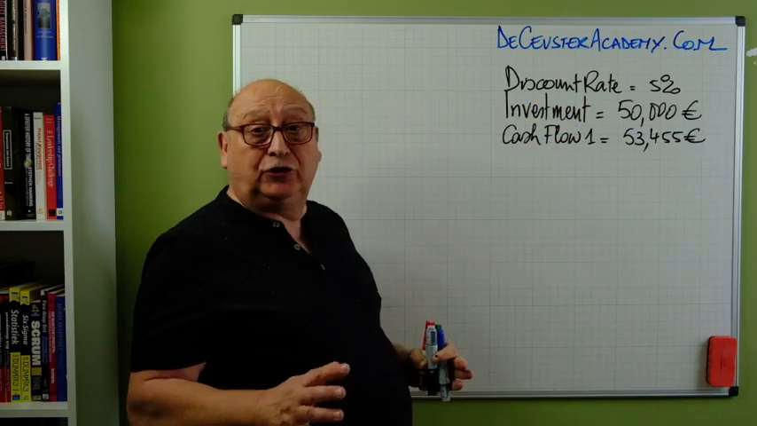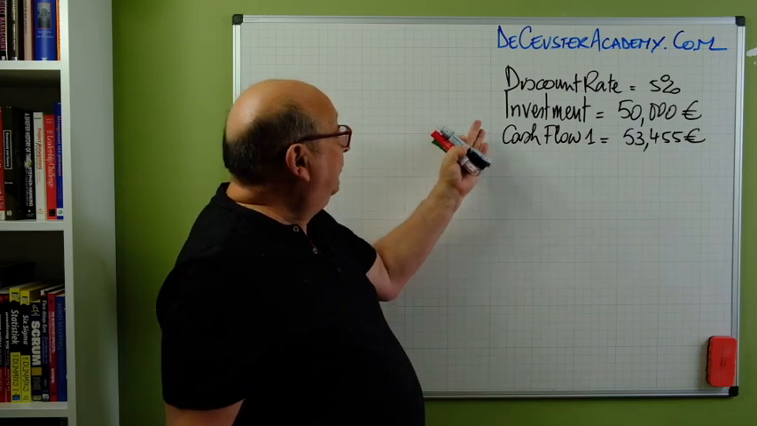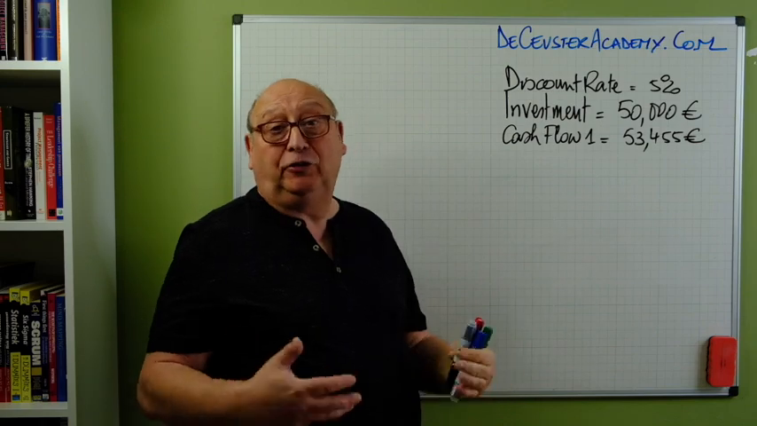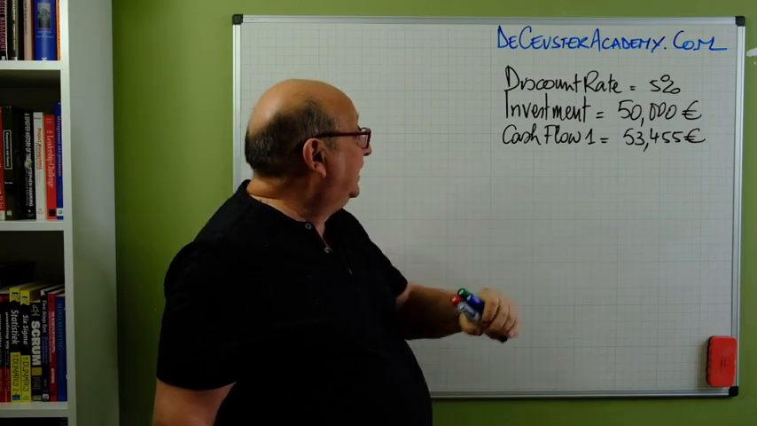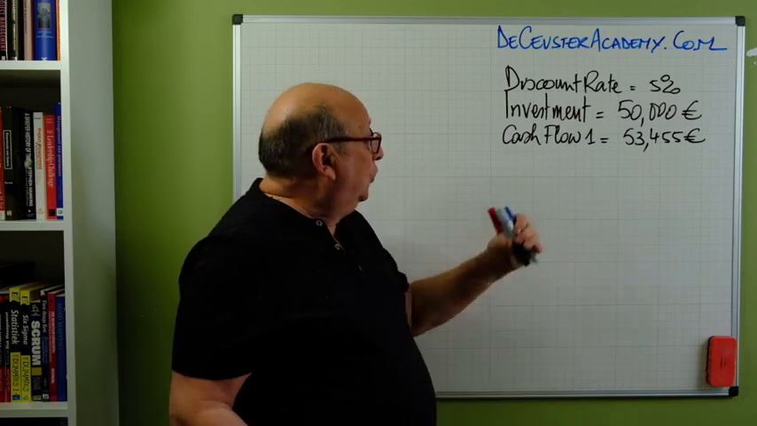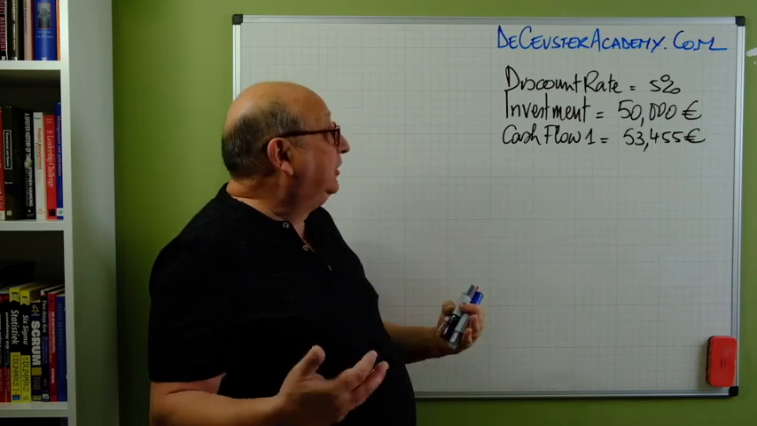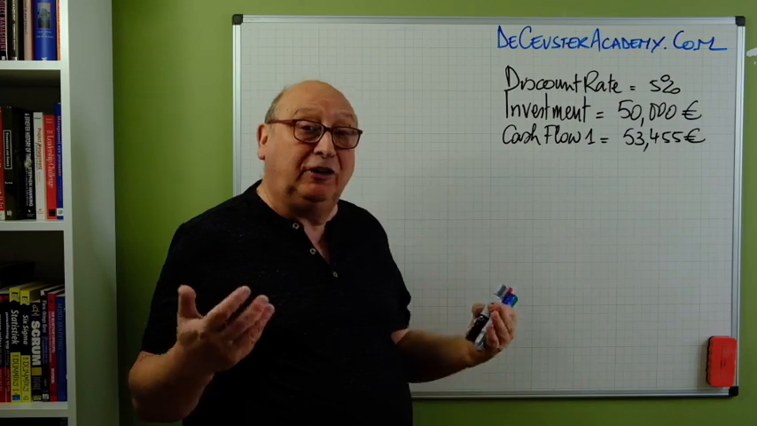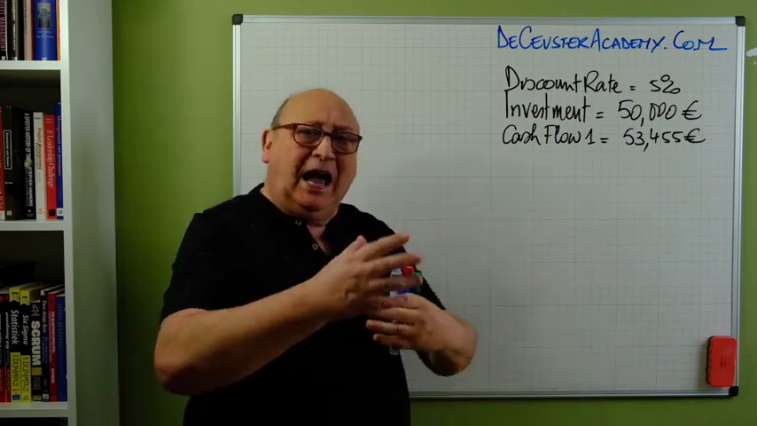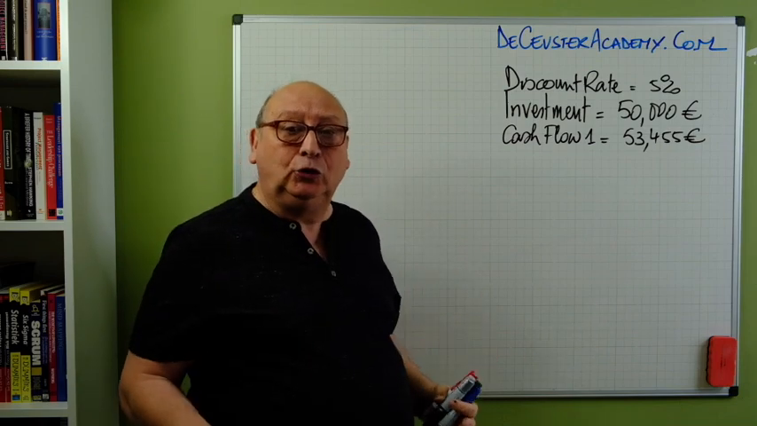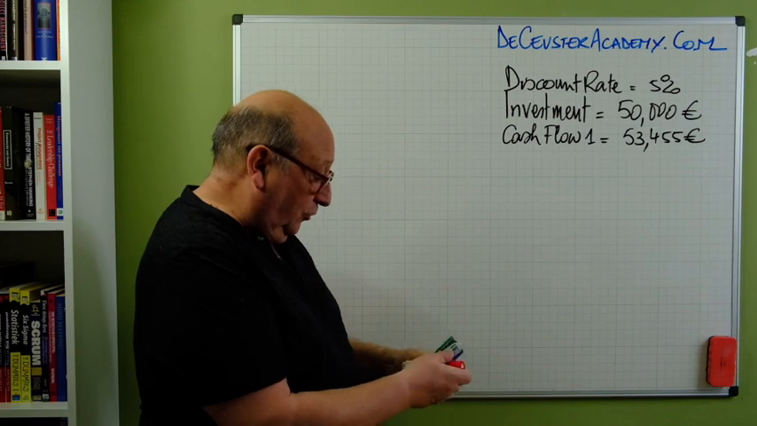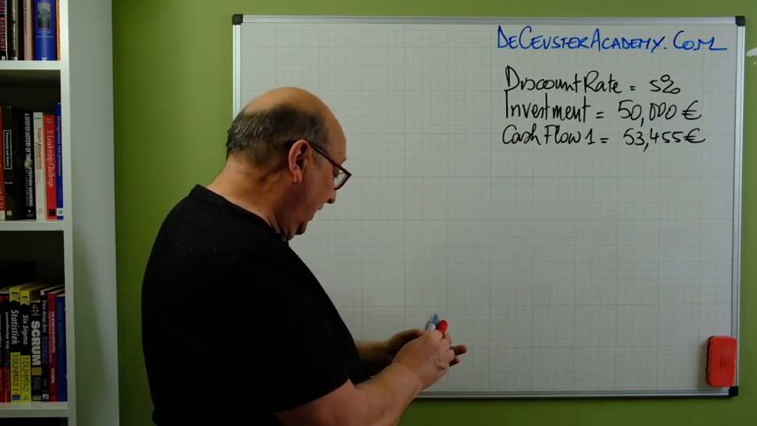We have a discount rate of 5%. We have an initial investment of 50,000 euro, or 50k, and we have a cash flow only in year one with a value of 53,455 euro. I've chosen this number to have a few things that I can show you about net present value. So first, we calculate the net present value.